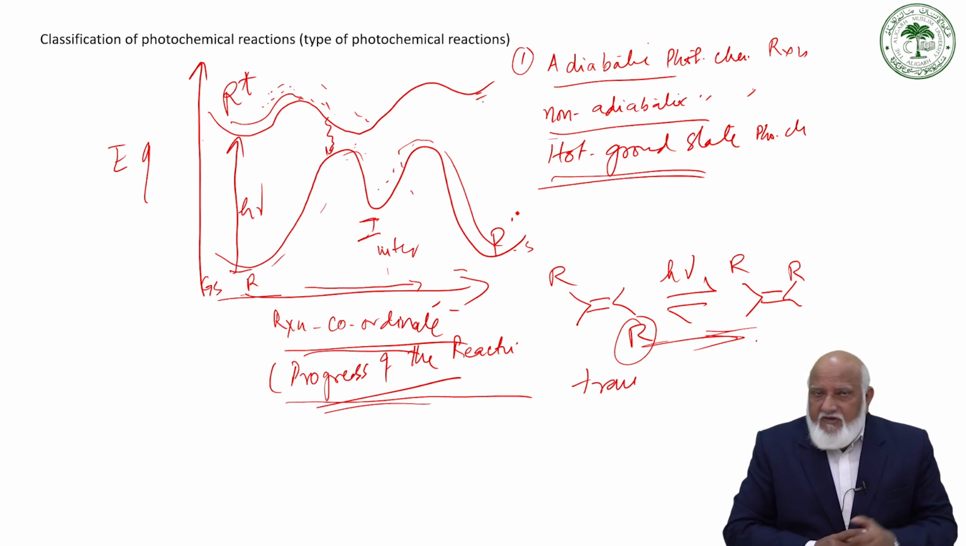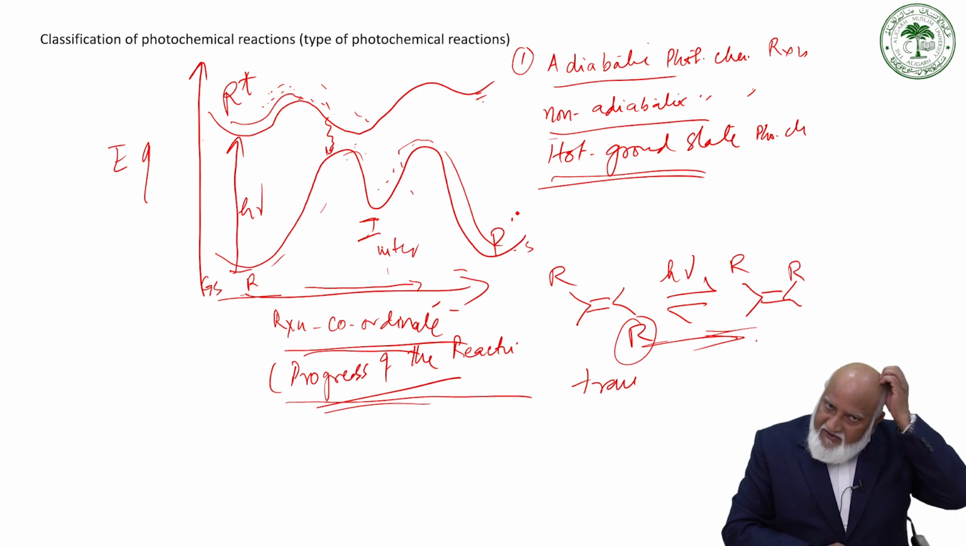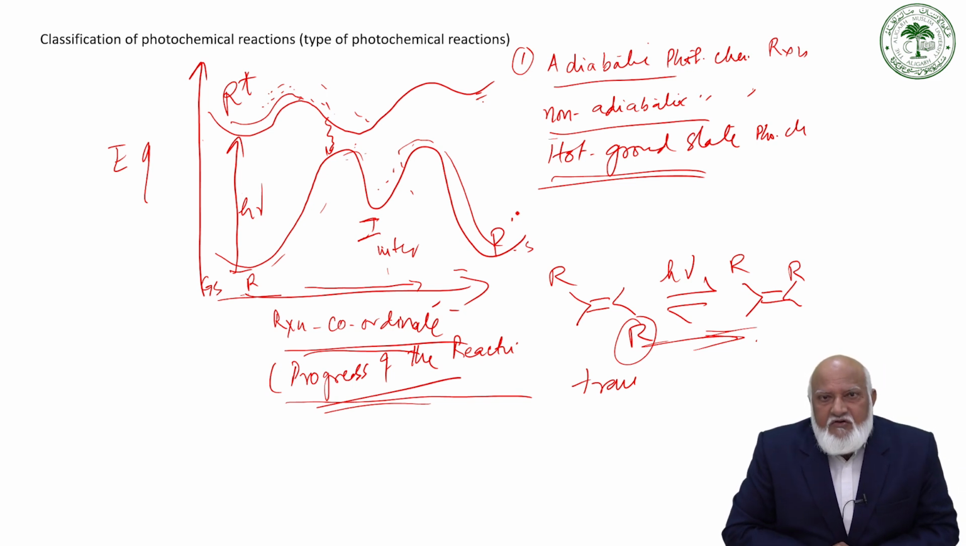In the first one, the ground state potential energy curve and the excited state curve are two separate pathways, and on absorption of light the reaction goes to the excited state. The whole reaction takes place on the surface of the excited state, and reactant R converted to R star is connected to product star in the excited state, which comes back to the ground state product by losing light, either fluorescence or phosphorescence.